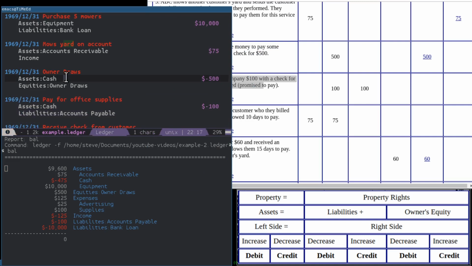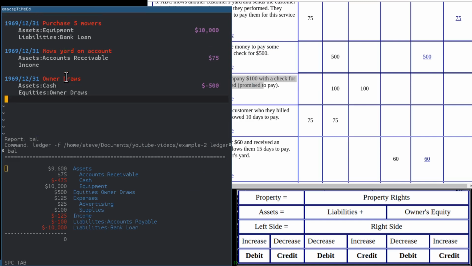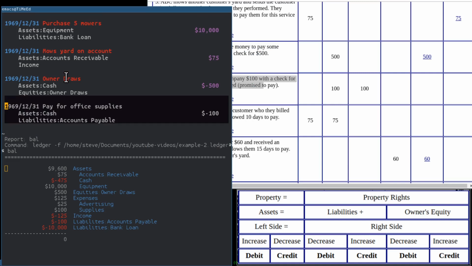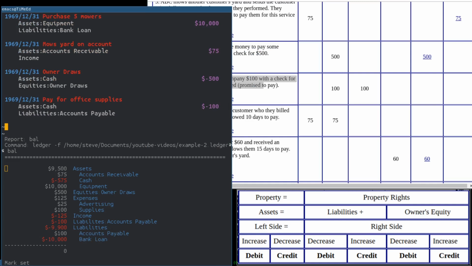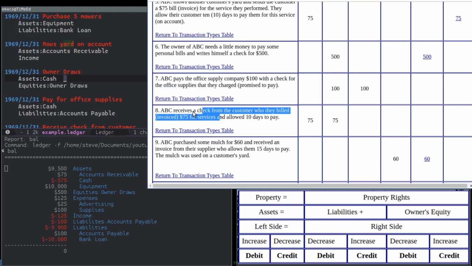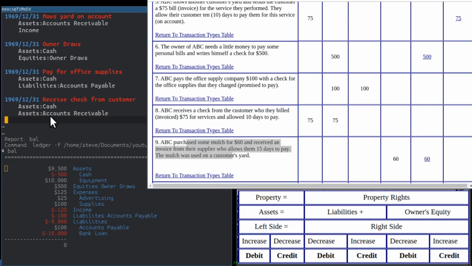Paying back the company for the office supplies. Cash goes down, so liability must go up. Remember, liability is a negative number, so by increasing it, we are getting closer to 0 liability. Customer pays the invoice. Cash goes up, accounts receivable goes down. Nice, that zeroes out the accounts receivable.